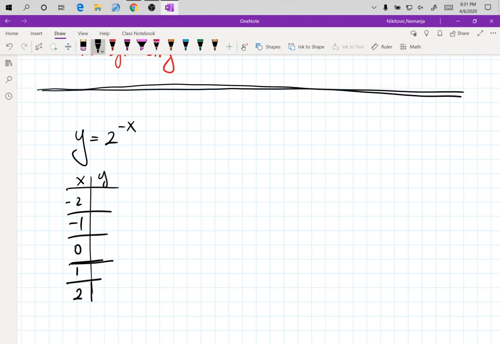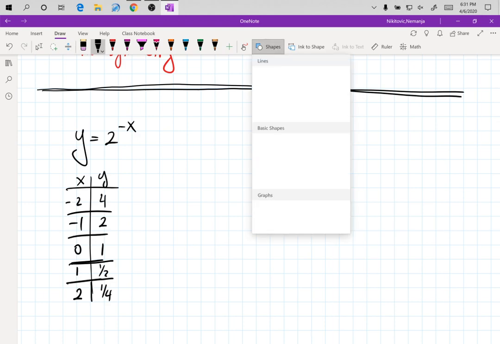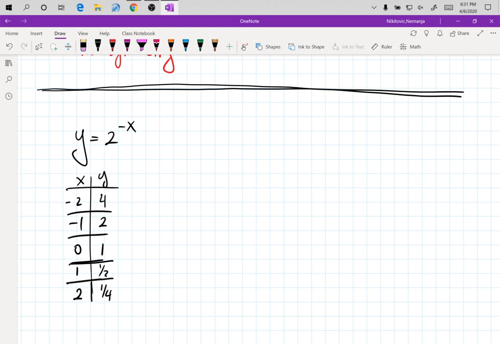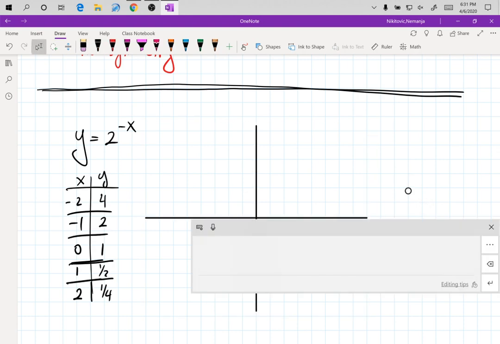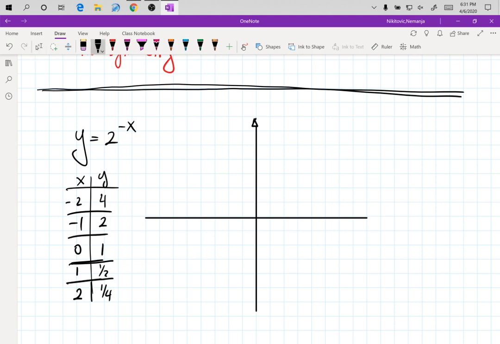And now when you put negative and negative, that will make a positive, so that's going to be 2 squared, which is 4, and then 2, and then 1, and then 1/2, and then 1/4. So you see that all of the numbers are flipped. And because the numbers are flipped, if all of the numbers are flipped, then our graph is just going to go the other way.